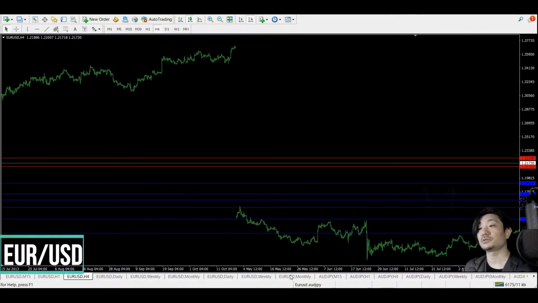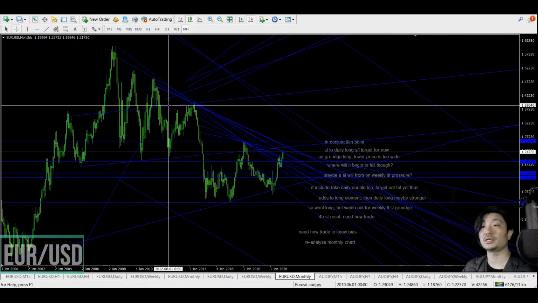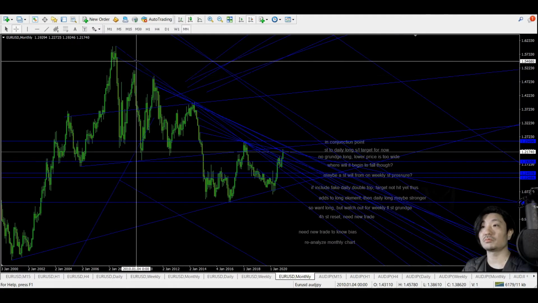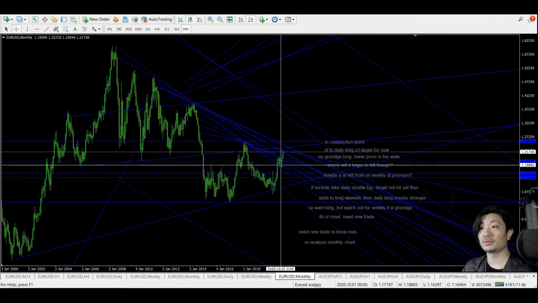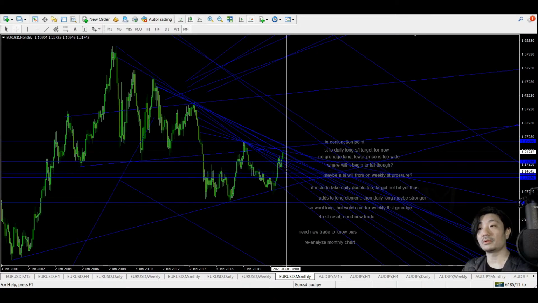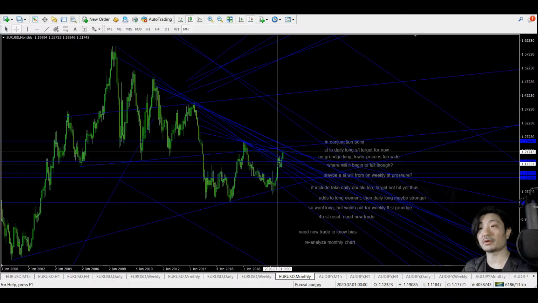Oh, Euro USD. Okay, so Euro USD, there's a monthly chart. There's a strong trend line breakout right here. No retest and it's going up. I think a lot of people are long biased because of this breakout right here.